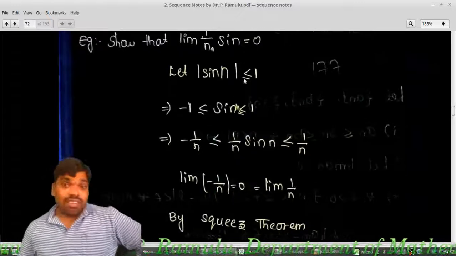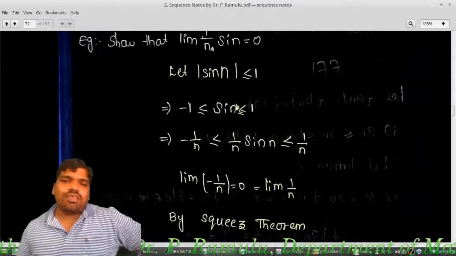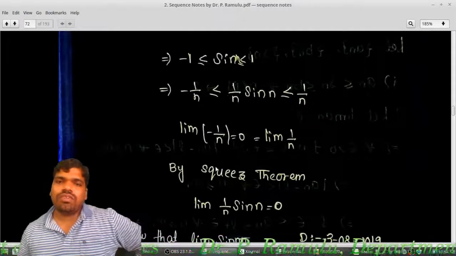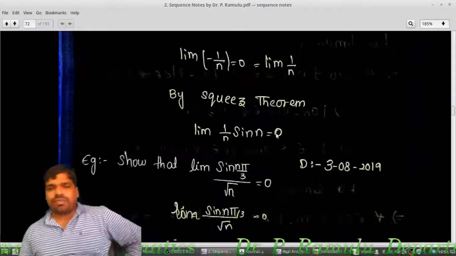Since sin n is less than 1, we have minus 1 less than sin n less than 1. Dividing by n, the left side is 0, the right side is 0, and the middle one is also 0. By the squeeze theorem, we know the limit.